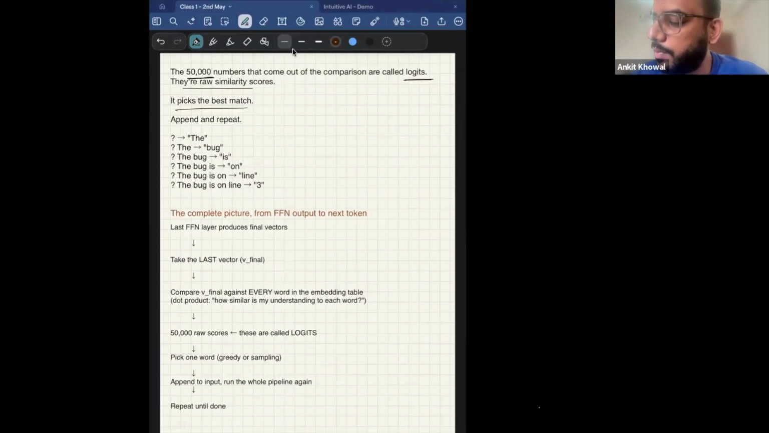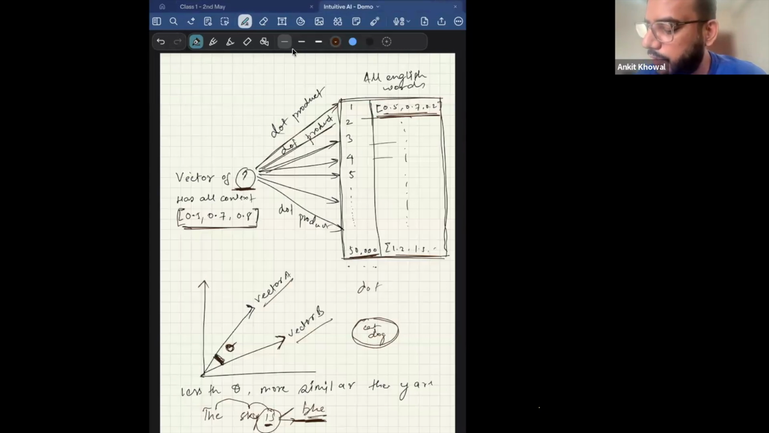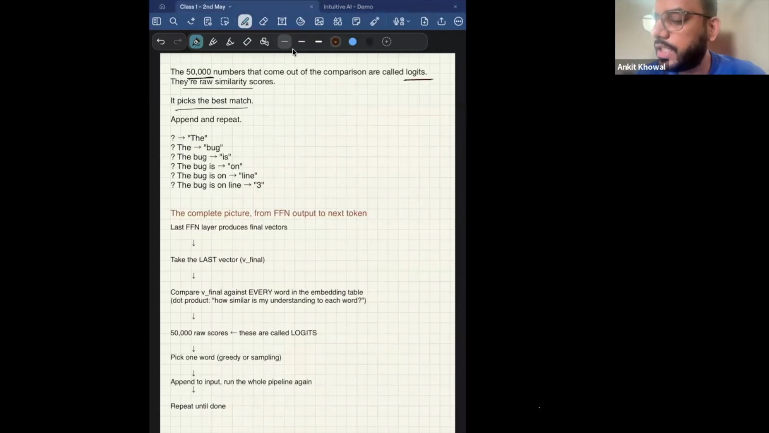Again, coming back, what the dot product will give us is these angles, right? So it will give us a score that, okay, the word "the" is like 10% close, or similar 10%. Maybe the word "bug" is like 50% close. So it will try to find the best match that should come after this question mark. Okay.